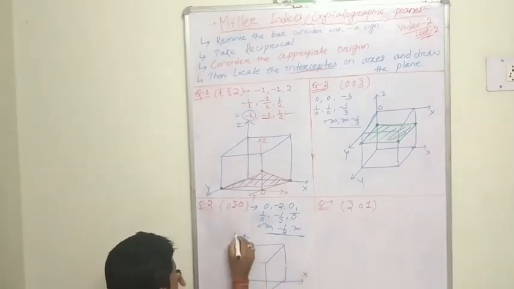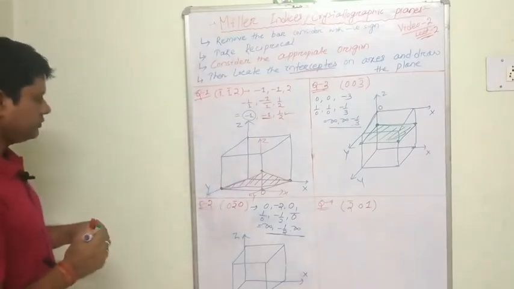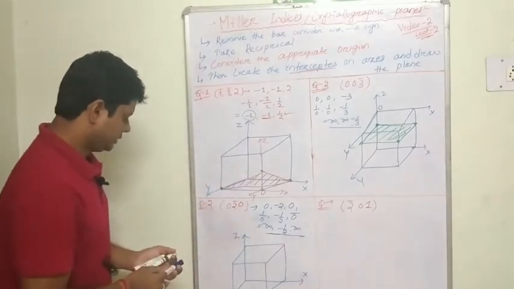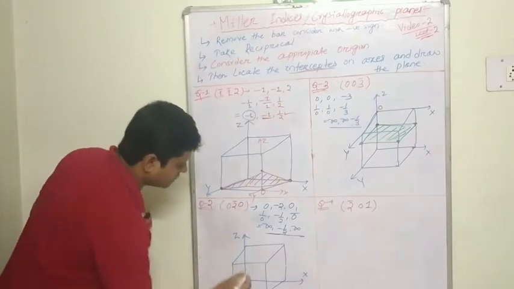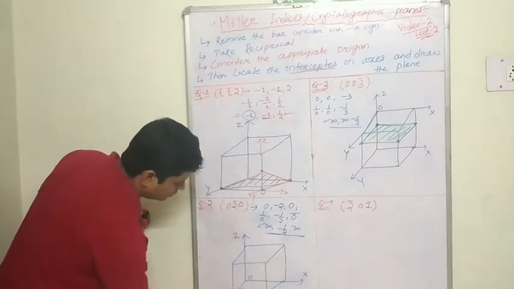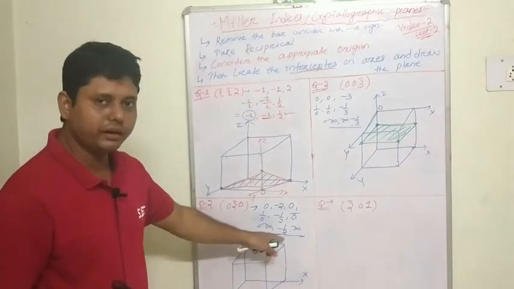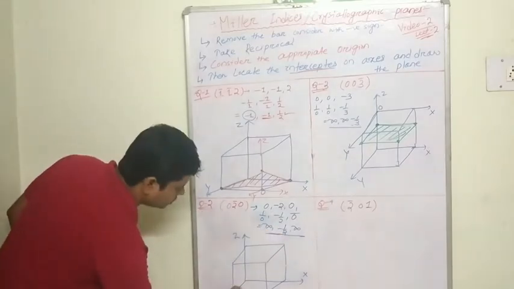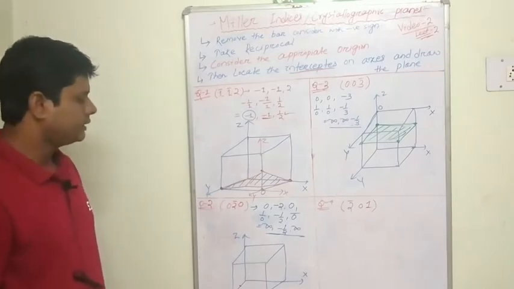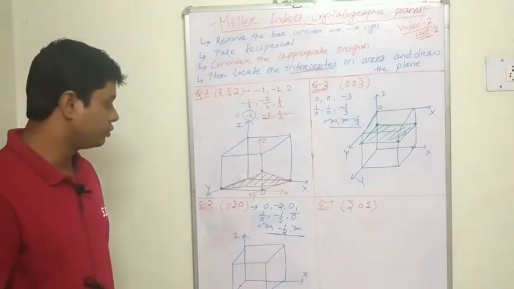X, y and z. So here the initial origin was here, but as it is negative we have to consider the origin will be here. So how much distance we have to move along y axis? That will be minus 1 by 2. The point will be here and the plane has to be parallel with both x and z axis.